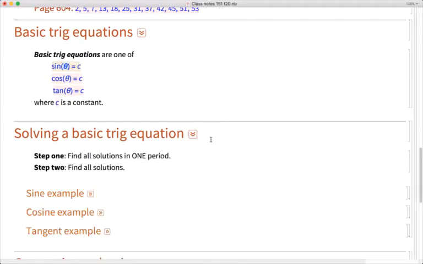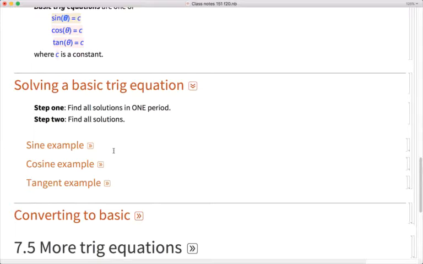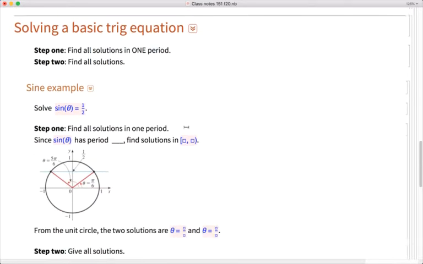So the steps for solving a basic trig equation are always the same. In step one, you first find all solutions in one period of the trig function. And then in step two, in a pretty automated way, you'll write down all of the solutions to the equation. Okay, so we'll do an example of each type: the sine, the cosine, and the tangent.